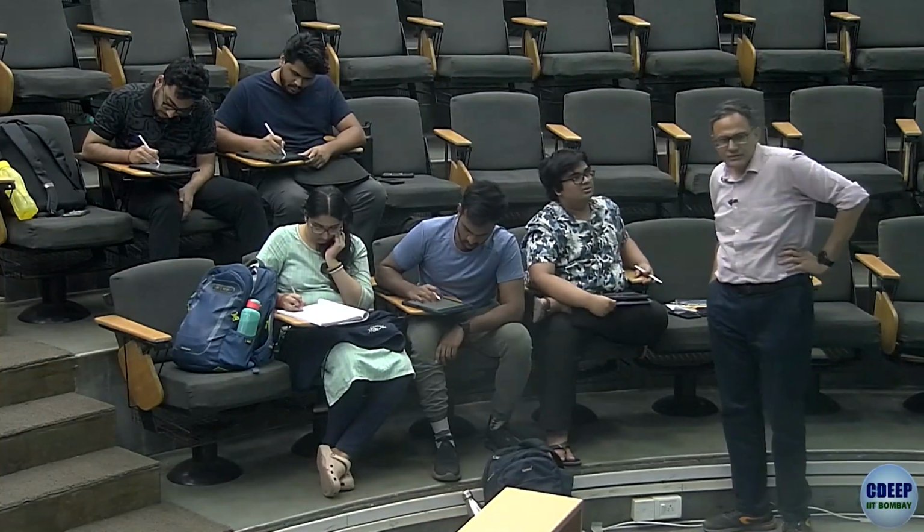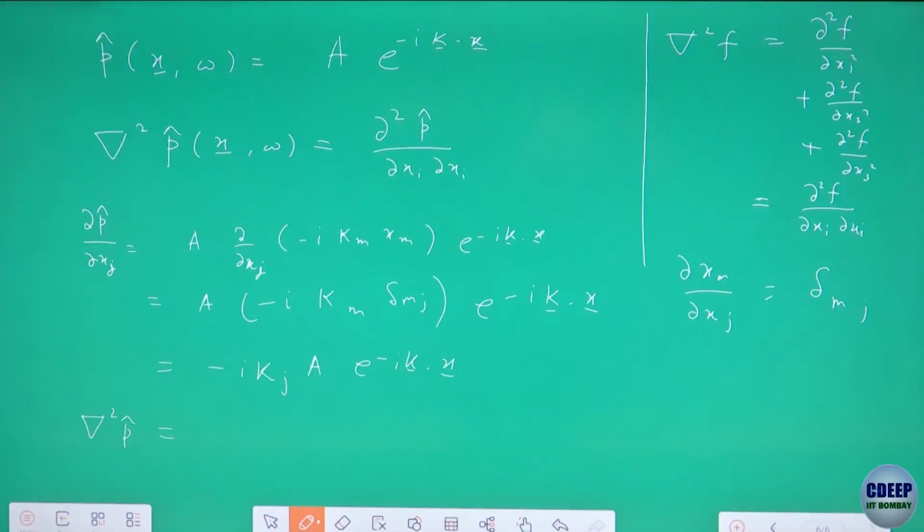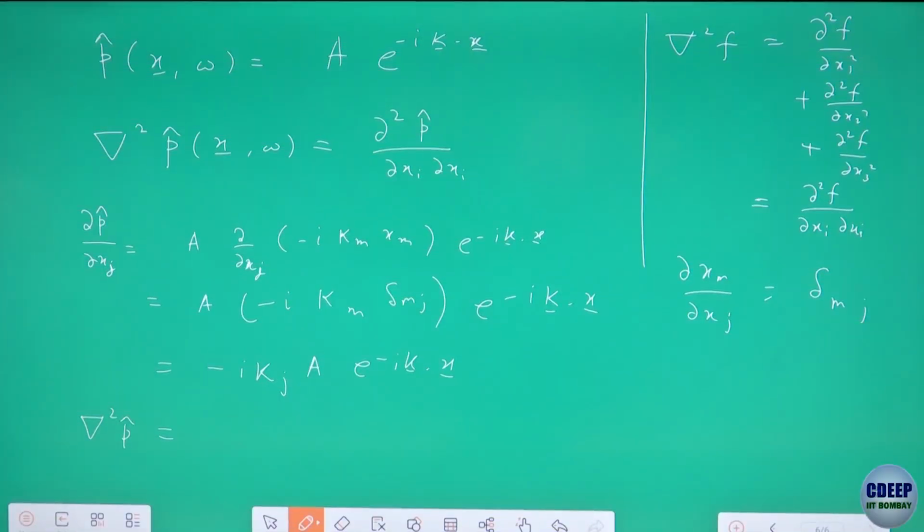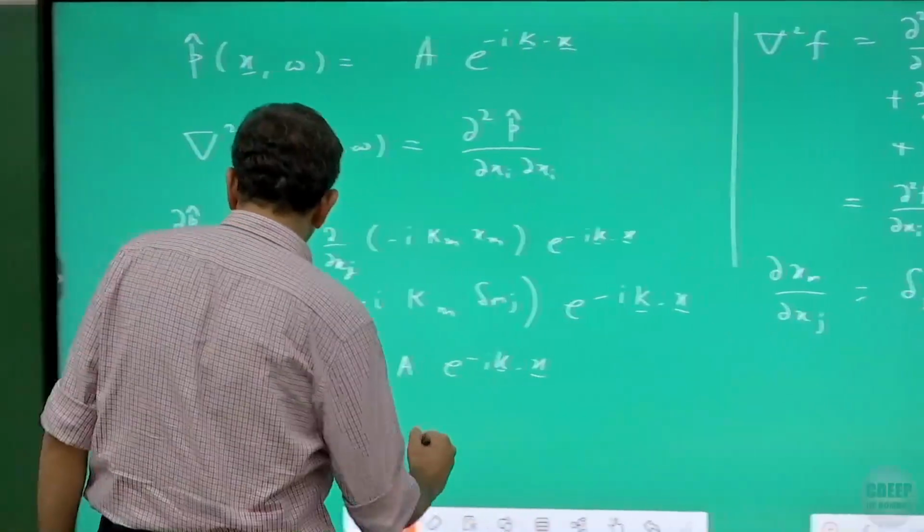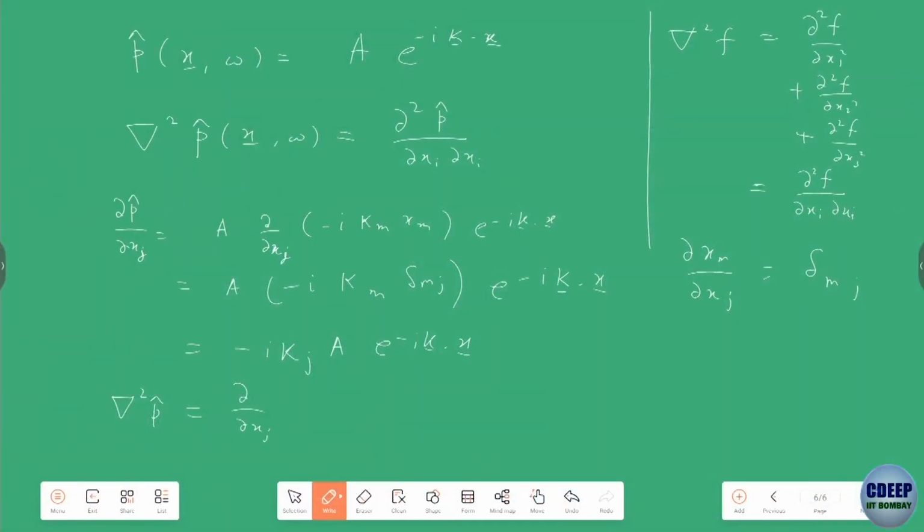So Einstein's summation convention is for Cartesian coordinates. It is also called Cartesian tensor notation. To my knowledge, it works for Cartesian tensors only. So we just apply it one more time. What is being asked is that we have to do del xj again of del p hat del xj, right? So that was this guy. I should again replace this by j. So that will be basically del xj of minus j kappa j A e to the power minus j kappa dot x.